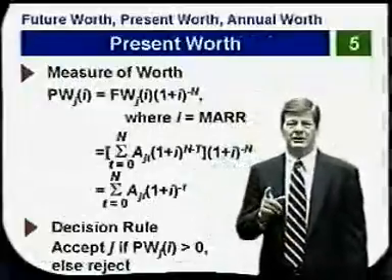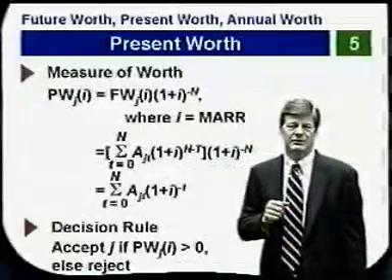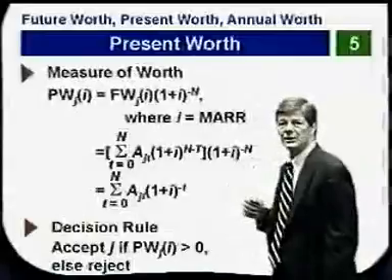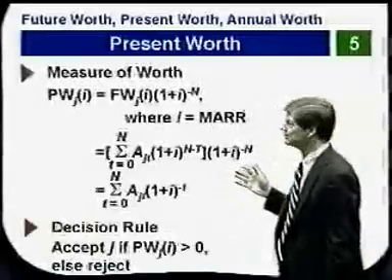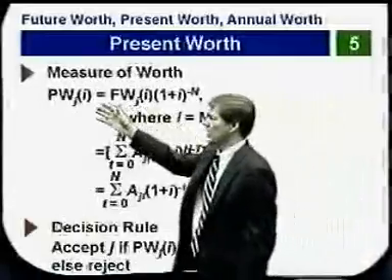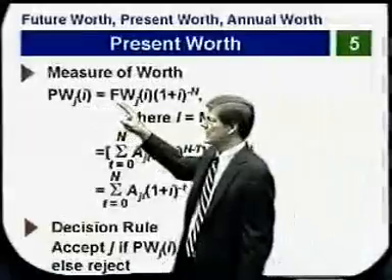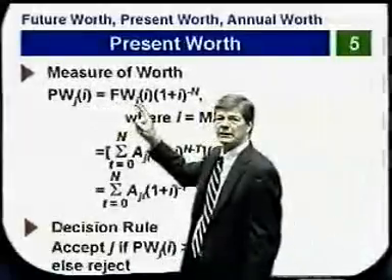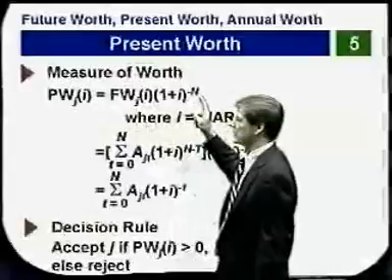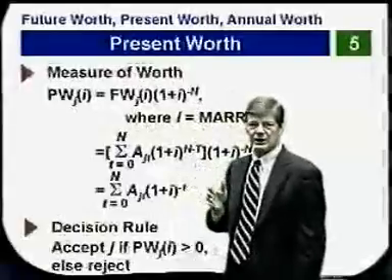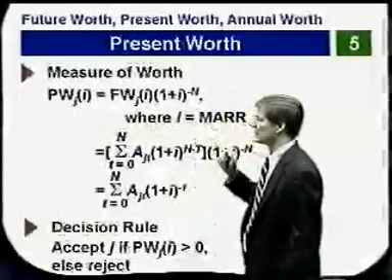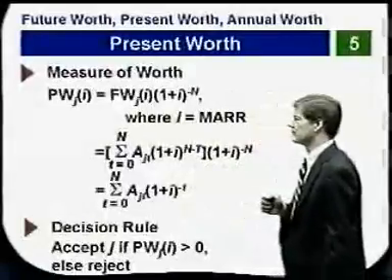Let's now talk about the next economic decision criterion, present worth. Present worth can be defined this way. The present worth of an opportunity J is nothing more than its future worth discounted back n periods, that is, to time 0, where again, i here is the minimum attractive rate of return.